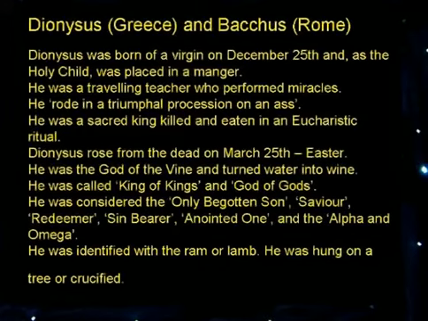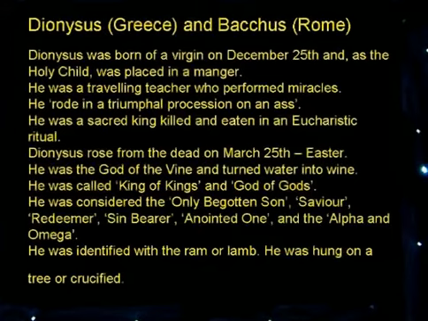He was a traveling teacher who performed miracles. He rode a triumphal procession on an ass. He was a sacred king killed and eaten in a Eucharistic ritual. Dionysus rose from the dead on March the 25th, Easter. He was a god of the vine and turned water into wine. He was called King of Kings and God of Gods. He was considered only begotten Son, Savior, Redeemer, Sin-bearer, Anointed One, and the Alpha and Omega. He was identified with the ram or the lamb. He was hung on a tree or crucified.